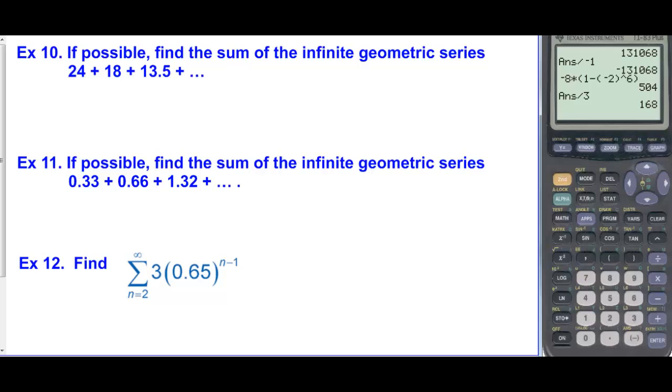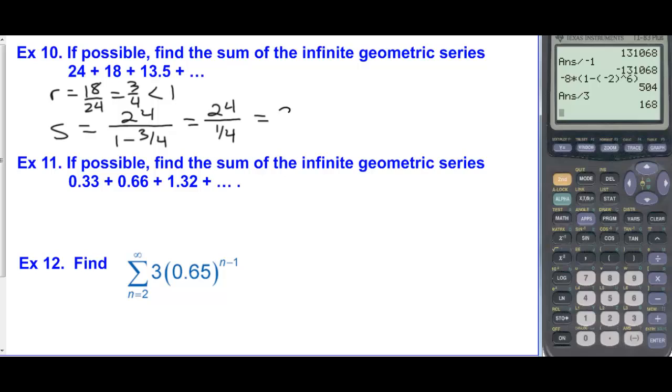If possible, find the sum of the infinite geometric series. R is equal to 18 over 24, which is equal to 3/4, which is less than 1, so we have a sum. The sum is equal to 24 over 1 minus 3/4, which is 24 over 1/4, which is 96.